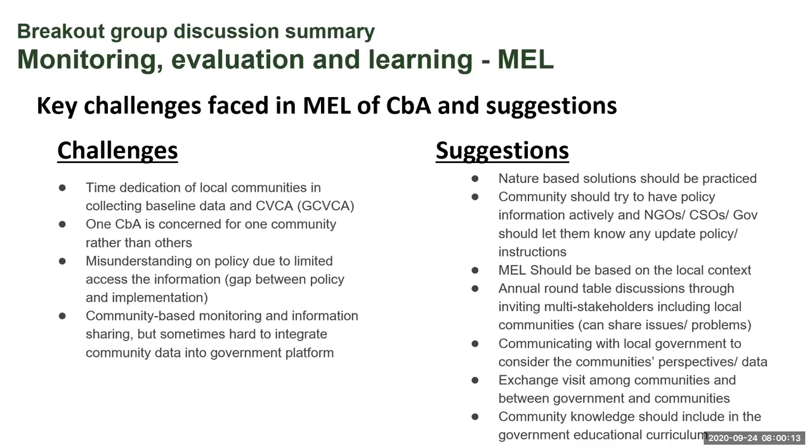And also in the case of BNN, every year an annual roundtable discussion is organized by inviting multi-stakeholders, including the local community. In this roundtable discussion, the local community can share their issues and problems, and they can discuss with the government sector. So this is also a good solution. And also communicating with the local government should be considered from the government side, the community perspective and data. And they should also organize a channel among communities and between government and community, to share information with each other.